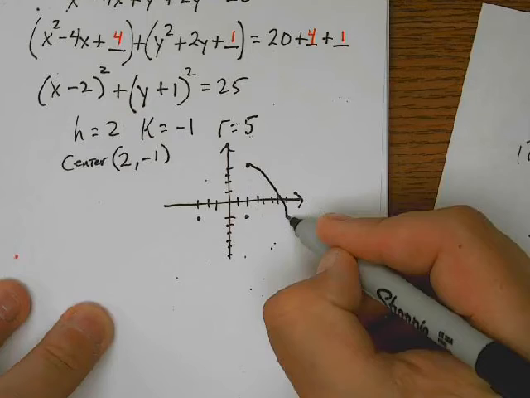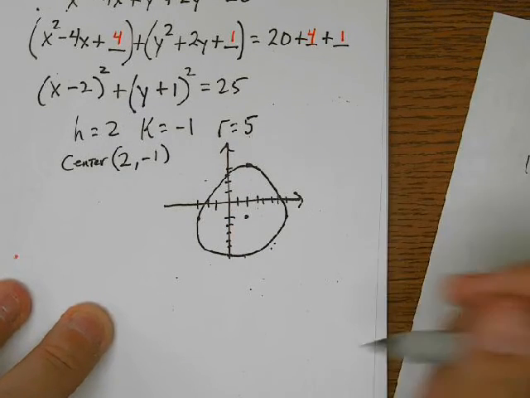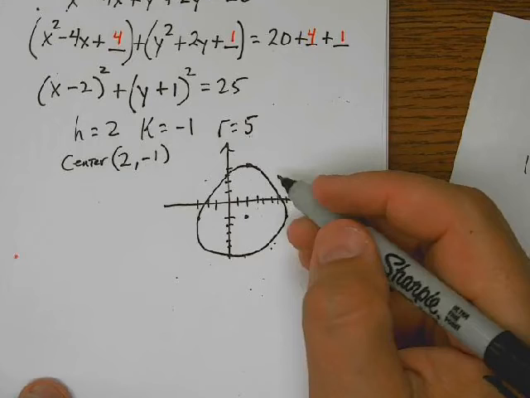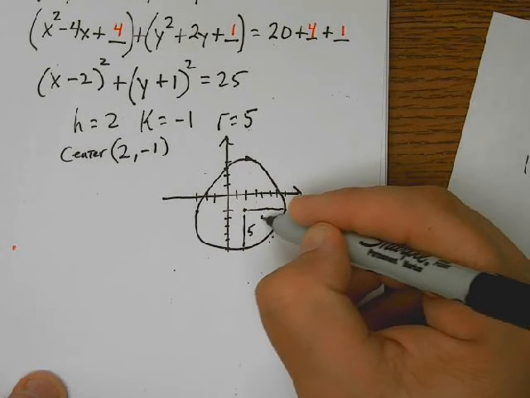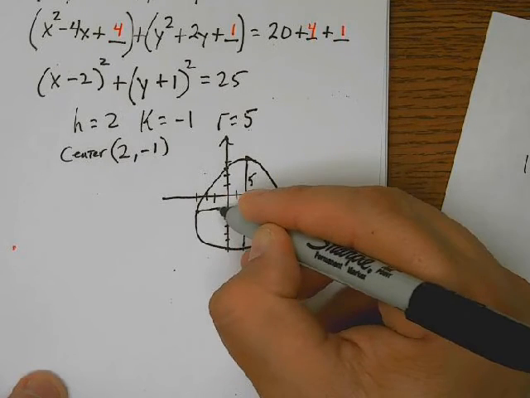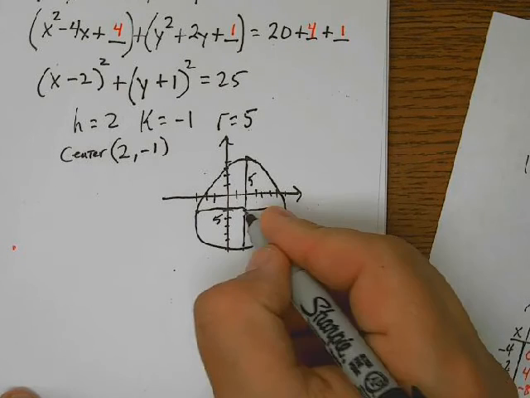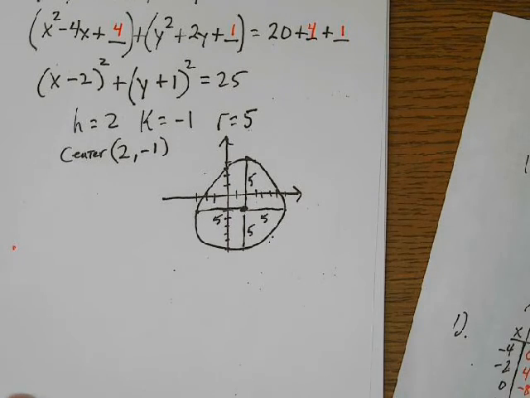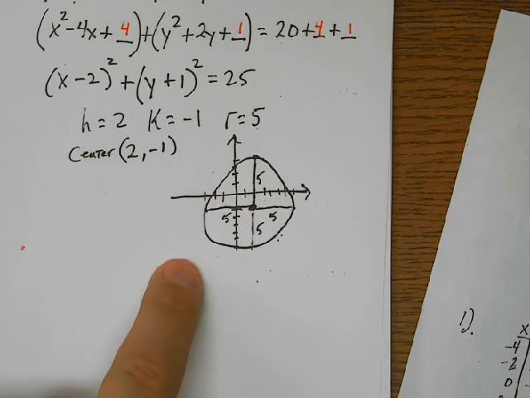Let's kind of connect. Oh, it doesn't look like a football. Like a tear, almost like a teardrop. All right, so the radius is 5. Look at this. Looks like a scope. There we go. That's graphing the circle. Here's my center. All right, any questions on example 2?